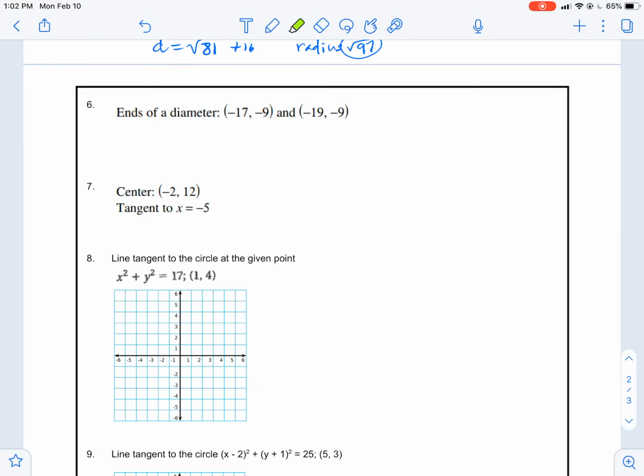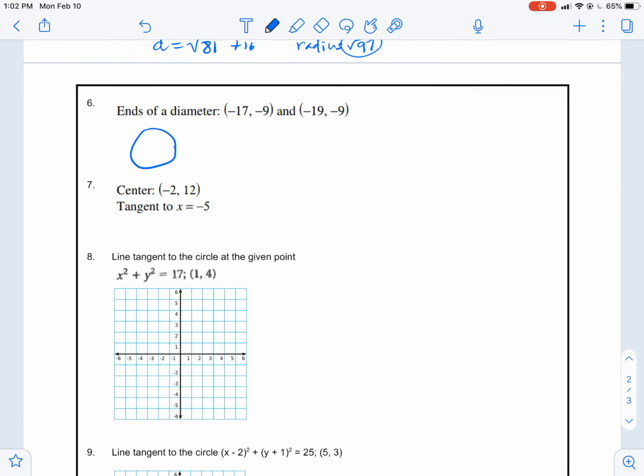Okay, we'll go ahead and get started with the second half of the notes here. The next one we have, you have the two ends of the diameter. So the two ends of the diameter, so that would be here and here, is what you're given. So we need to, again, find our distance, and this time we're going to need to divide it by 2 to get our radius.